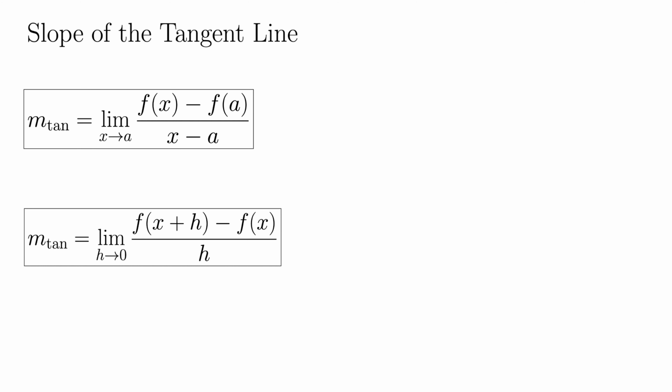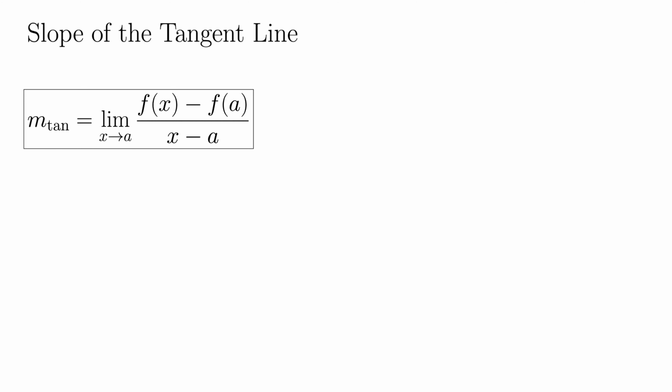The second version of the slope of a tangent line that we'll study is m sub tan equals the limit as h goes to 0 of f of x plus h minus f of x all over h. One's not necessarily better than the other; sometimes one is more useful than the other. So we'll derive them both, and then I'll show you how to use them to find the equation of a tangent line. Let's start with the x minus a version of the slope of the tangent line.